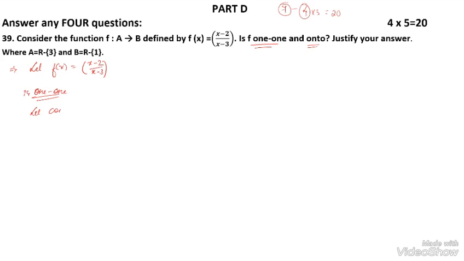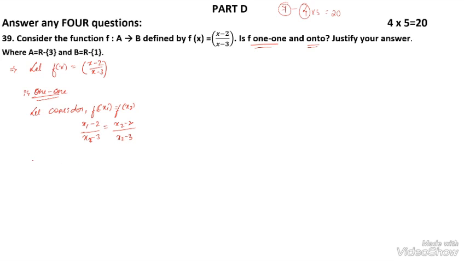Let's consider the function, that is f(x1) = f(x2). Here the function is f(x1) = f(x2). They have given already f(x) = (x - 2)/(x - 3). Wherever x is there, we have to take x1. That is (x1 - 2)/(x1 - 3) is equal to (x2 - 2)/(x2 - 3).